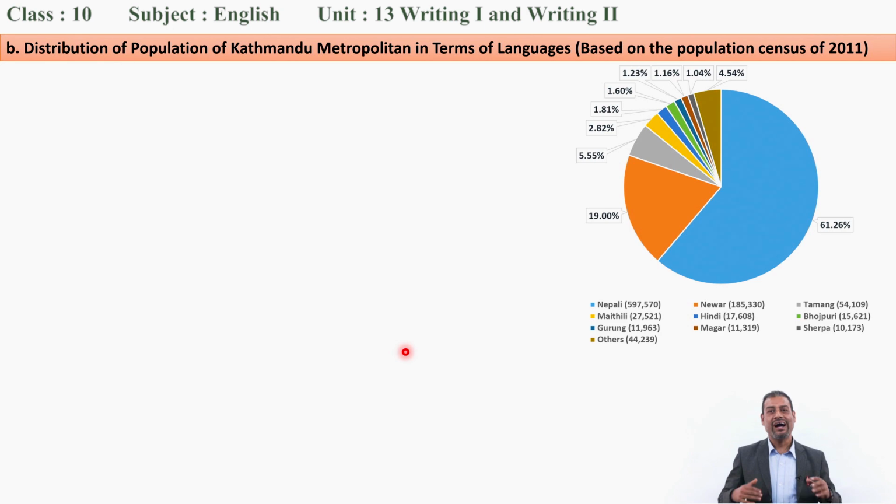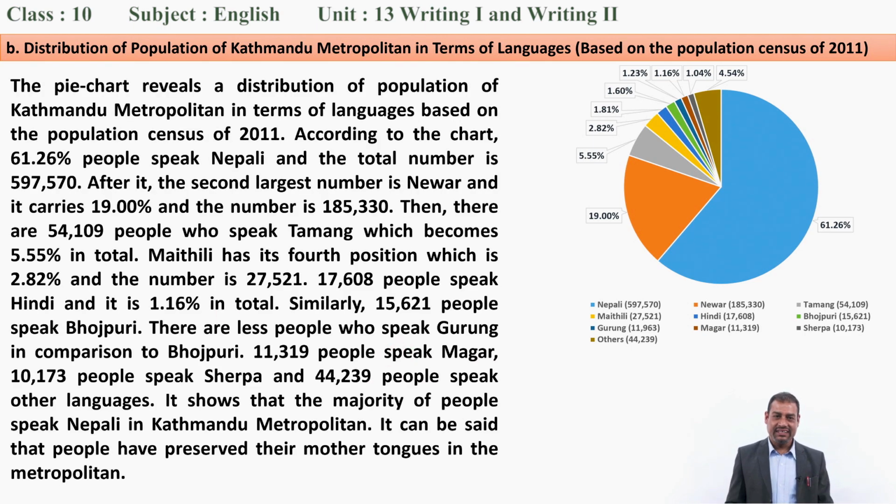Well done. Now I want to show you an example for this interpretation too. So the same thing you can find here, see. The pie chart reveals a distribution of population of Kathmandu metropolitan in terms of languages based on the population census of 2011. So here, whatever introduction is given, the same thing is written here. While interpreting, first of all, we should know what the graphic text is about. So if you write it down and if I read it, I should know what it says to us. That is what we call introduction.